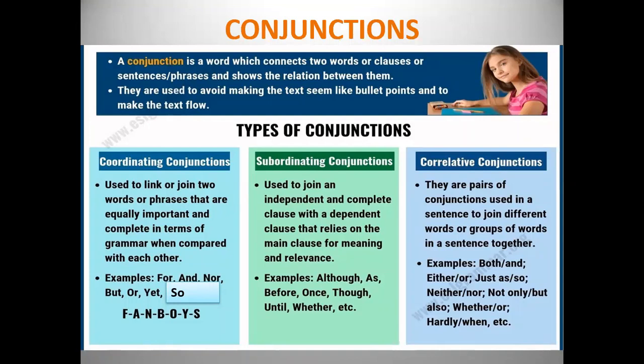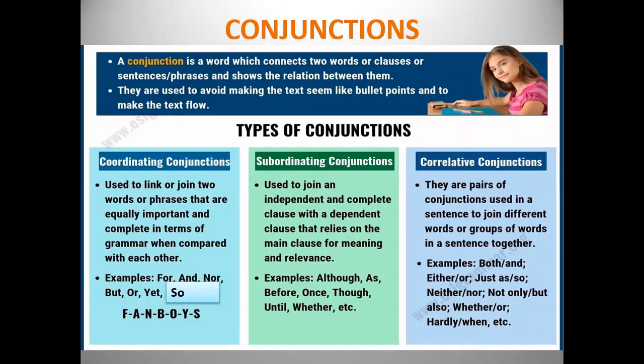Okay, so now we'll talk about types of conjunctions. Coming to the first one, coordinating conjunctions, then subordinating conjunctions, and then correlative conjunctions. So first we'll talk about coordinating conjunctions. They are used to link or join two words or phrases that are equally important and complete in terms of grammar when they are compared with each other.